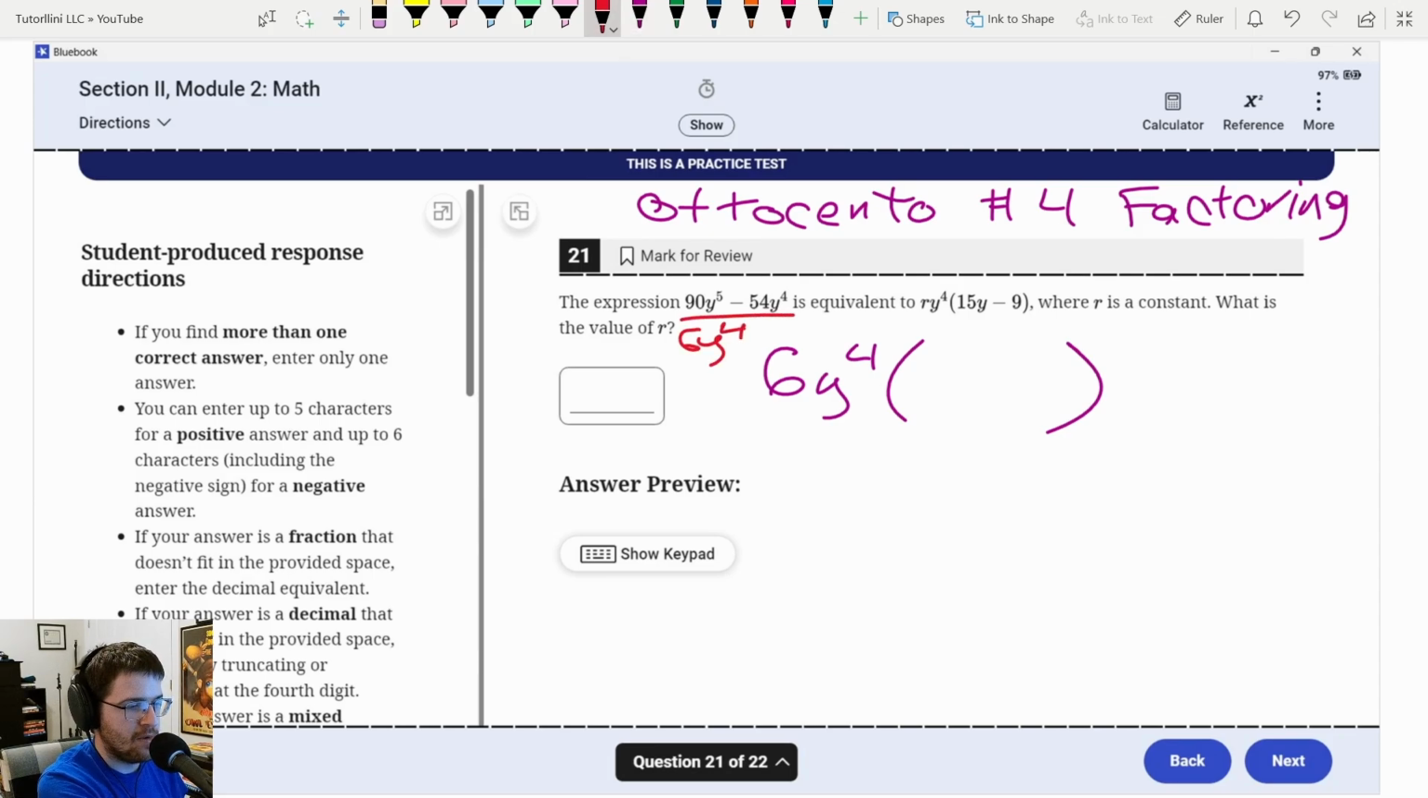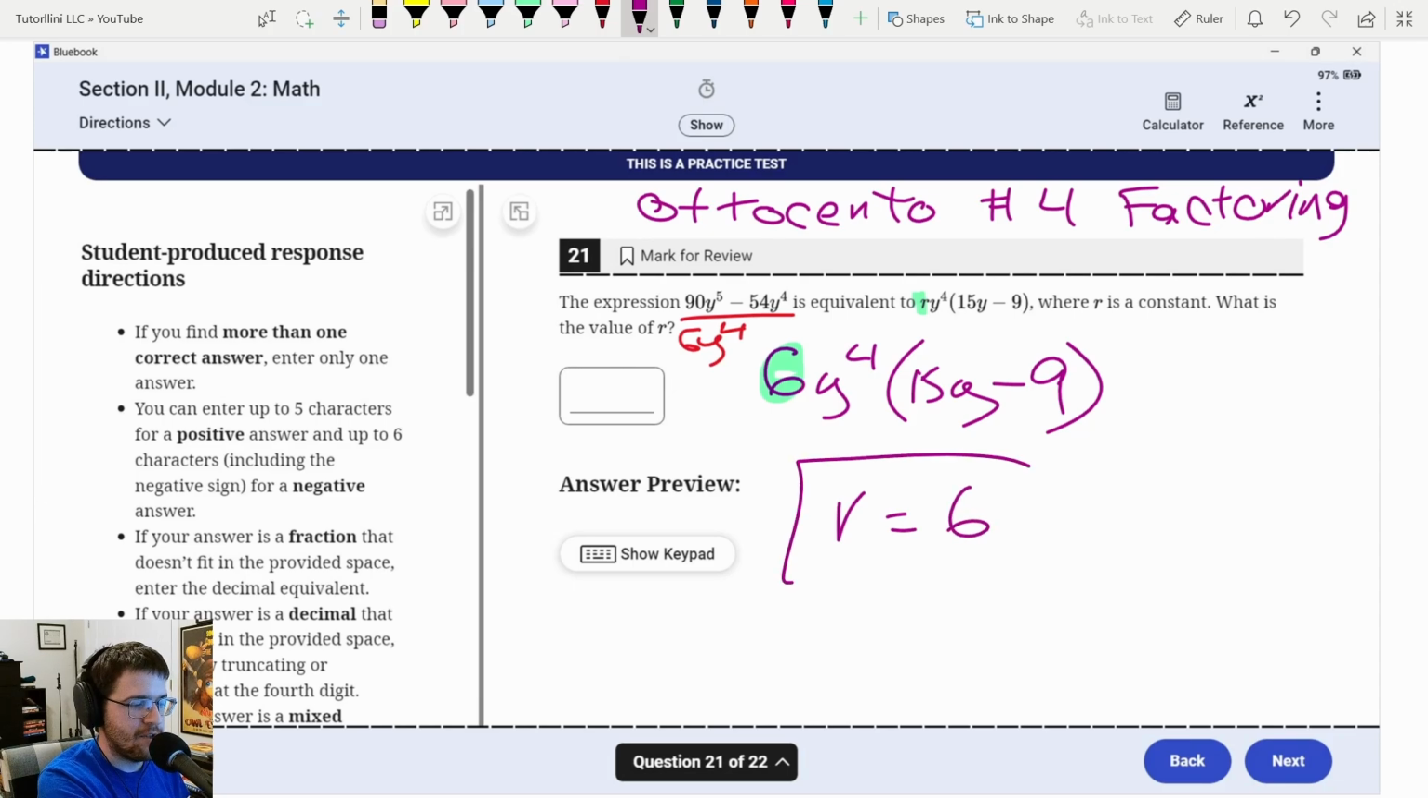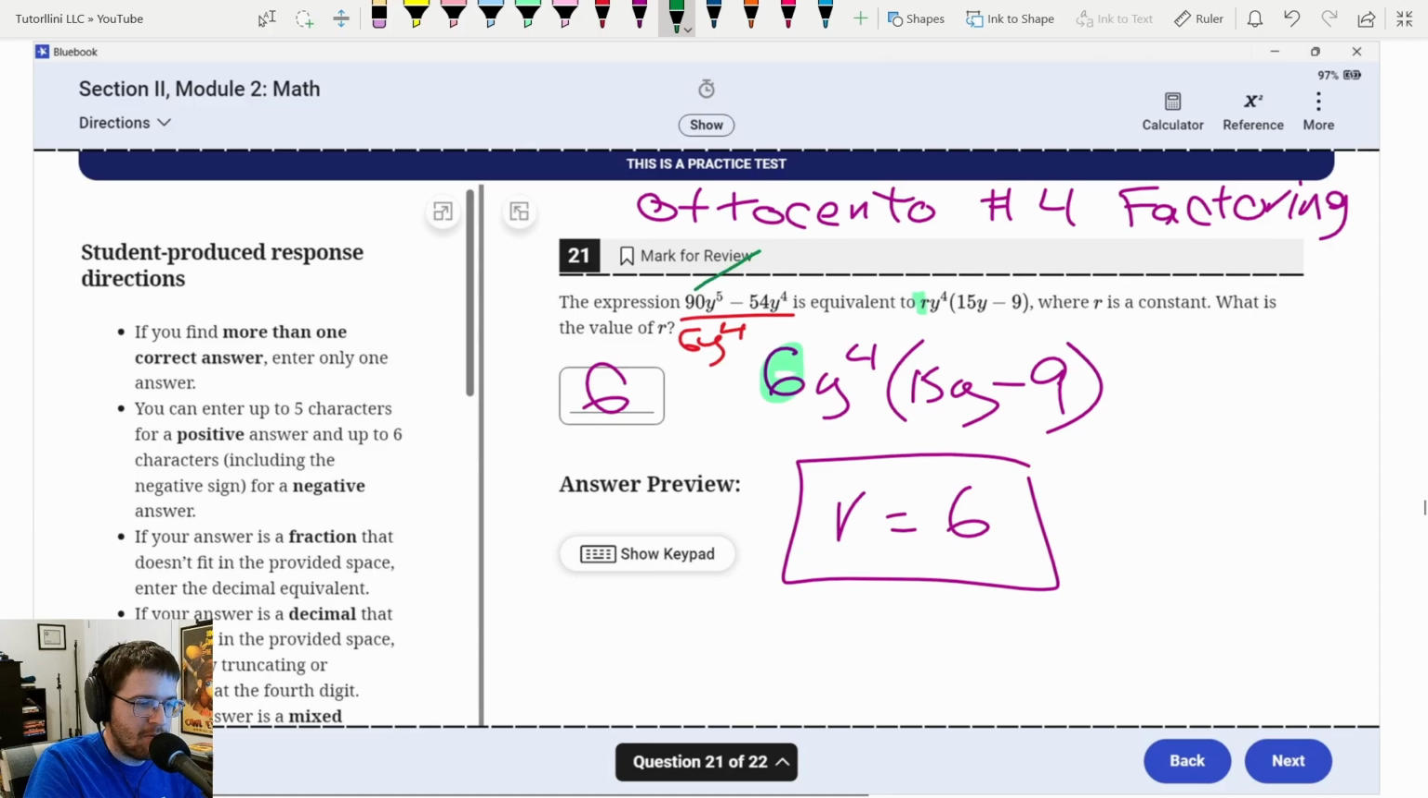Just divide both of those by 6y to the 4th. So 90 divided by 6 is 15, so that would be 15y. And then 54y to the 4th, the y to the 4th go away. 54 divided by 6 is 9. So we get minus 9. So this looks a lot like what they wanted us to do. So r must be 6. Kind of a silly question. Like I said, guys, almost always you're going to pull out the GCF. But if not, you can just take a quick peek at the expression and ask what you would divide by to get that. That'll hopefully help you figure it out.